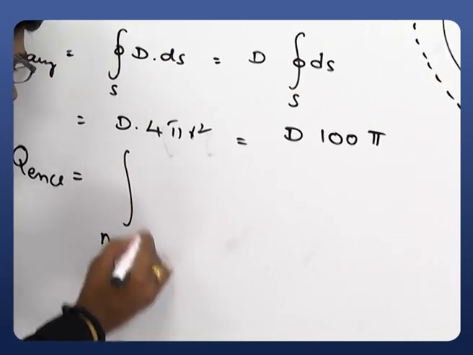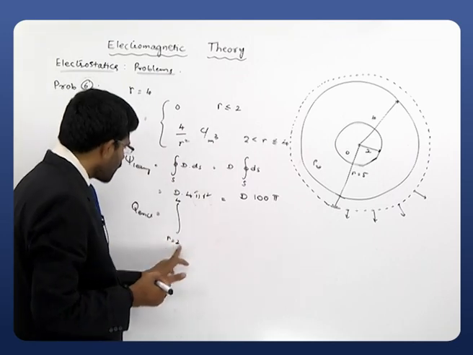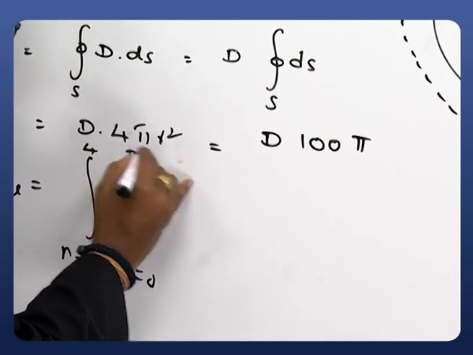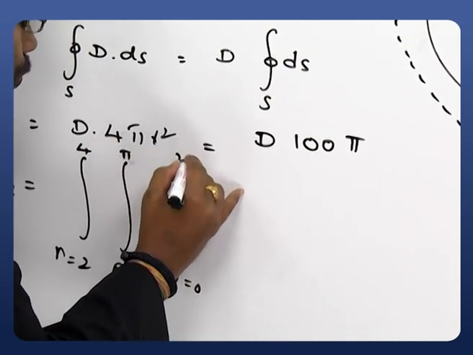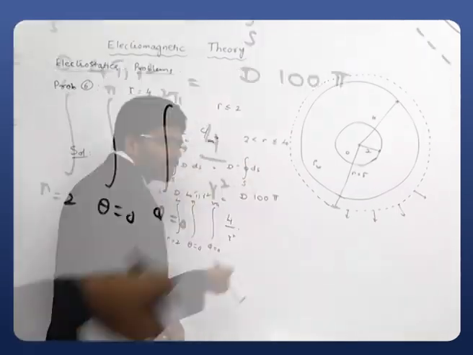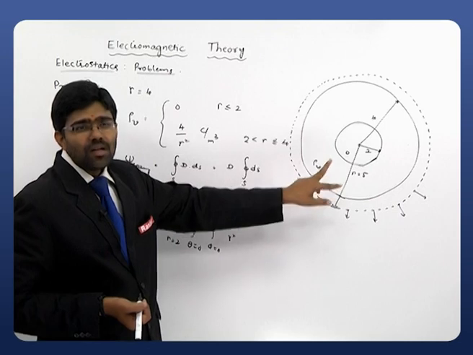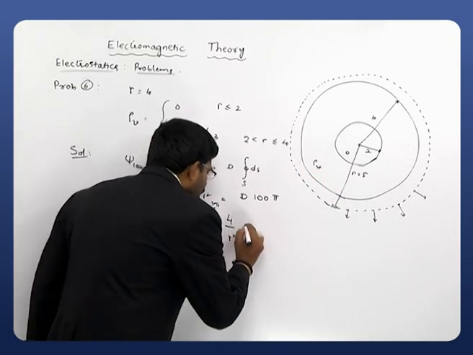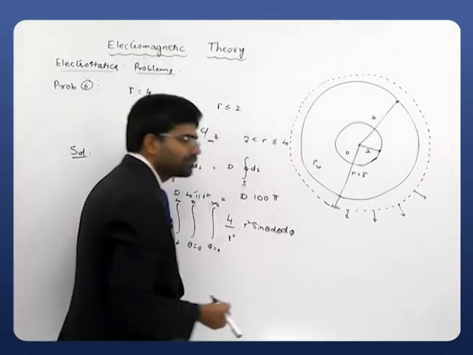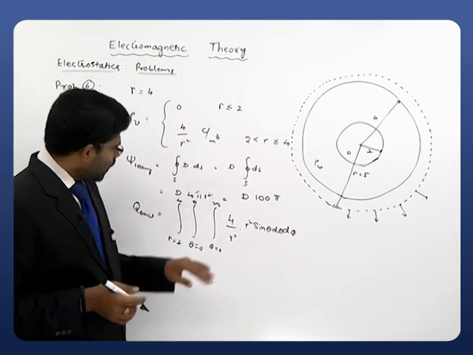For r we take 2 to 4, because from 0 to 2 there is no charge density. For the integration, theta is from 0 to pi and phi is from 0 to 2 pi. The volume charge density is 4 by r square, multiplied with dV. The differential volume expression, which we went through in our previous problem, is r square sin theta dr d theta d phi. So once again we are calculating the total charge enclosed within that Gaussian sphere. Now simplify this.